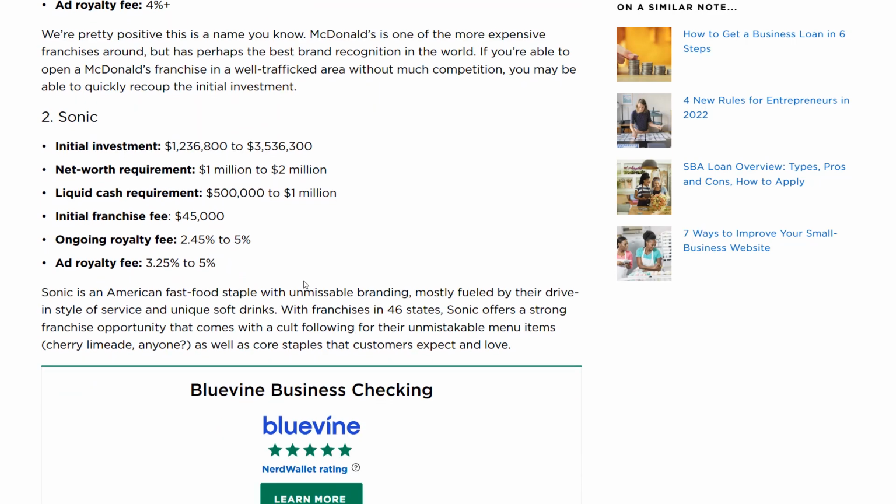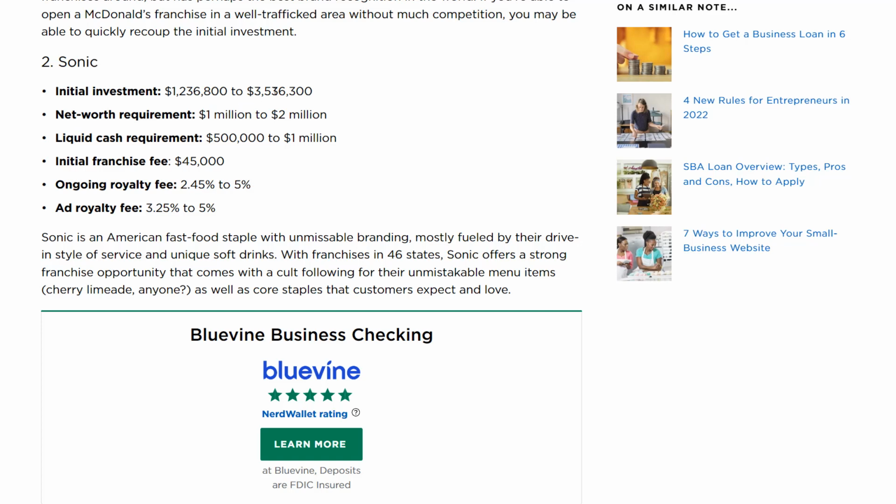You can see another one, Sonic, sort of similar, $1.2 to $3.5 million initial investment. They require you to have a net worth of $1 to $2 million, but to be liquid between $500,000 and $1 million, pay an initial franchise fee of $45,000, and then ongoing royalty and ad royalty fees. So you've got to think of your gross sales, you're going to have possibly somewhere between 6 and 10% taken out, paid directly to the franchisor for all these fees. So it can be pretty significant.